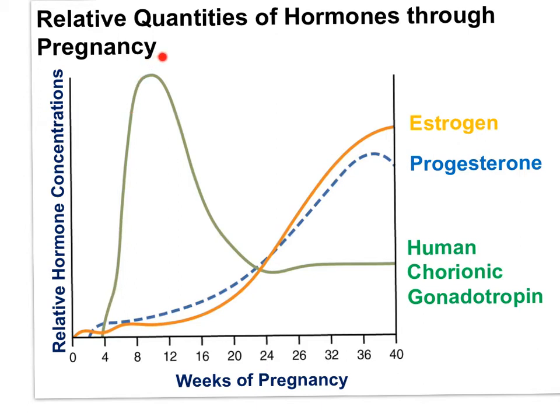HCG levels are high in the first 3 months to maintain the corpus luteum and the corpus luteum's secretion of progesterone. Estrogen and progesterone levels increase through pregnancy as the placenta takes over the secretion of estrogen and progesterone in the last 6 months of pregnancy. To keep things straight, HCG targets the corpus luteum within the ovary, while estrogen and progesterone target the uterine lining.